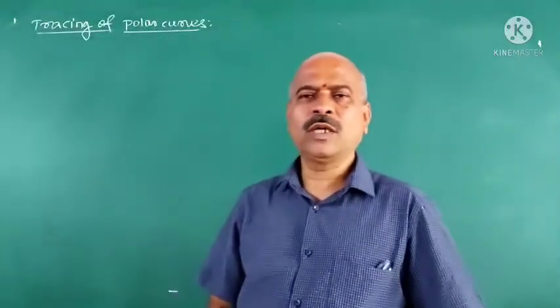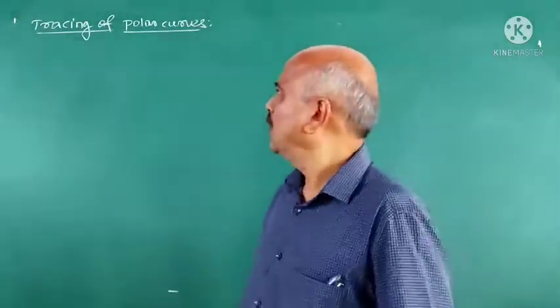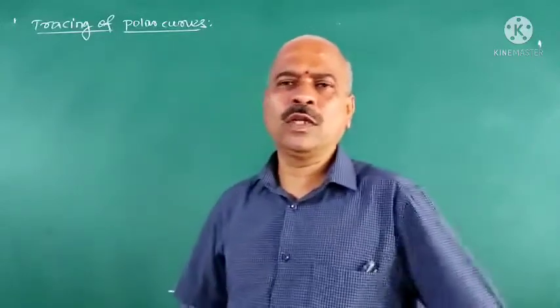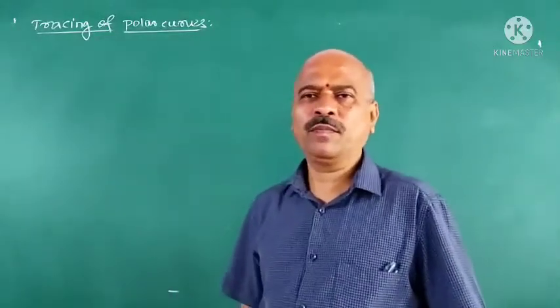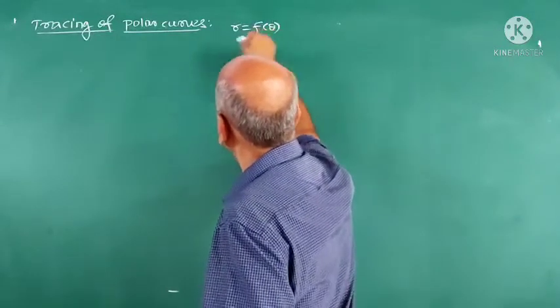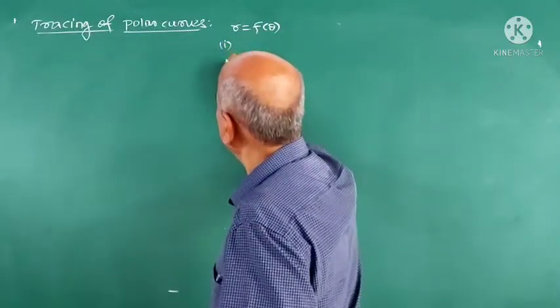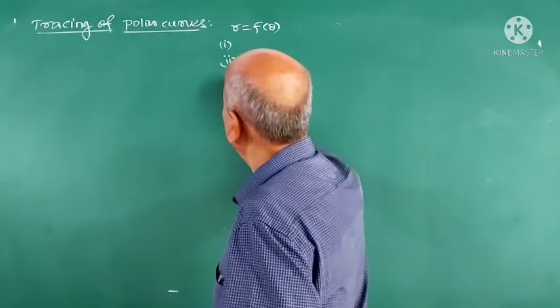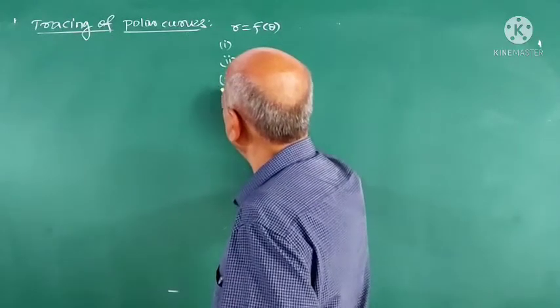So the topic is tracing of curves, and I explained how to trace the curve when the equation is given in polar form. Polar form means the equation will be in the form of r is equal to f of theta. And what are the important things you have to follow here? We use these things here.